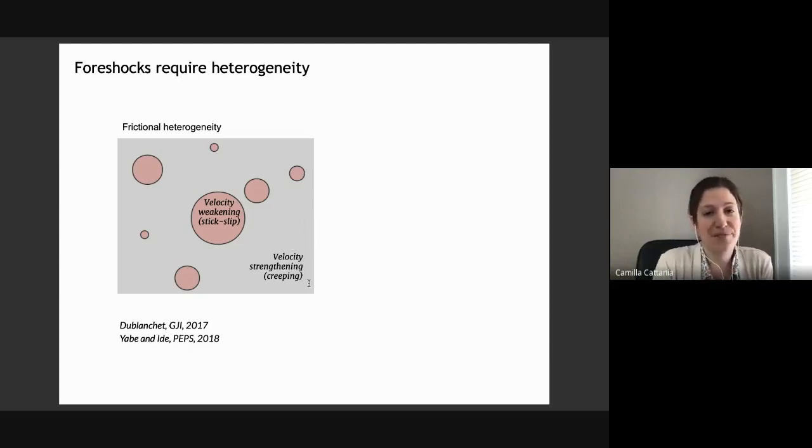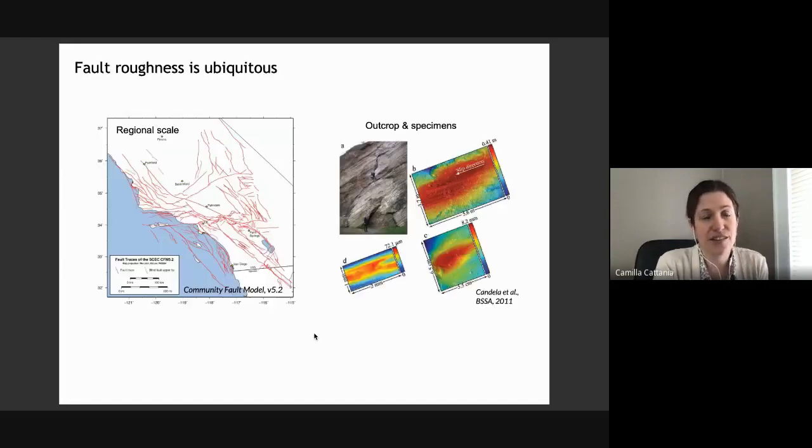However, one issue with this type of model is that by imposing velocity strengthening friction, you're basically building in pre-slip. You are always going to have some amount of aseismic slip. And so it is not easy to test the cascade versus the pre-slip model because of how this is set up. So instead, we look at another source of heterogeneity, which we know is very, very common, ubiquitous, I would say, which is fault roughness.